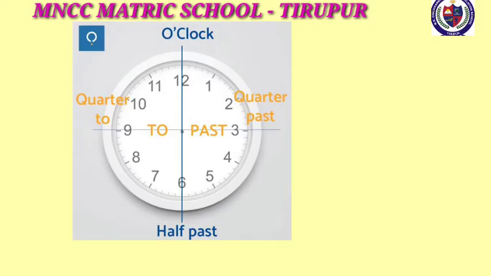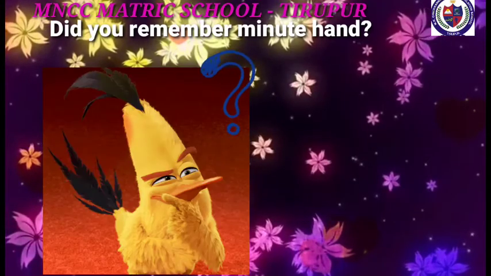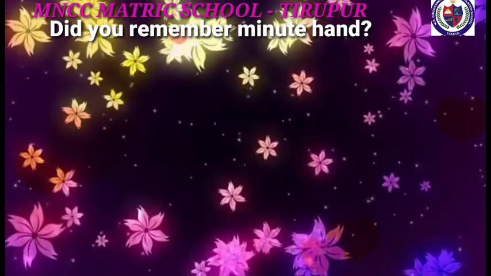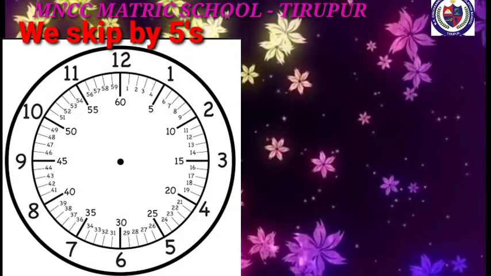We have already learned the minute hand shows 3, it is quarter past; for 6 it is half past; for 9 it is quarter to; and 12 it is o'clock. Did you remember the minute hand? Let us do a recap with two methods.